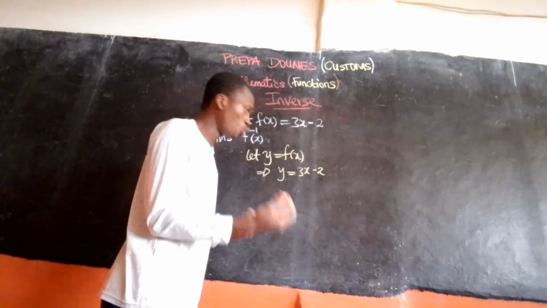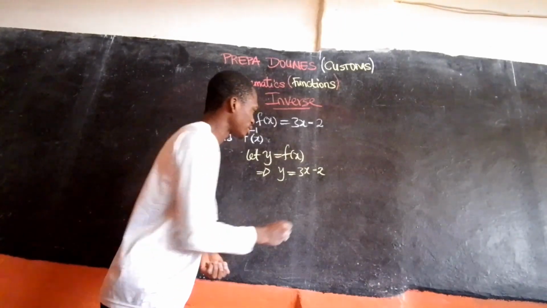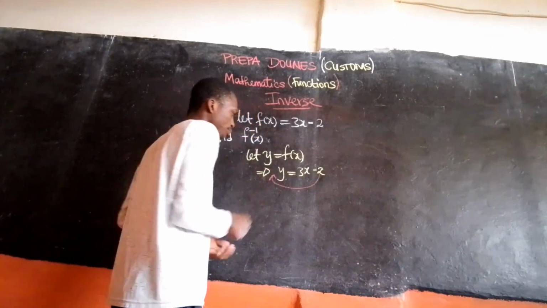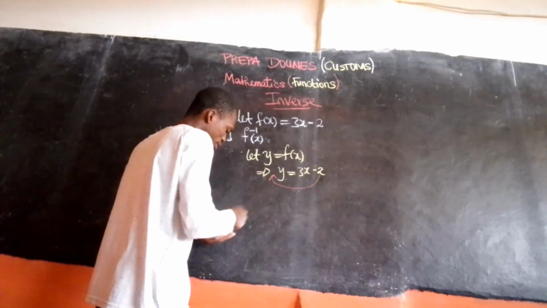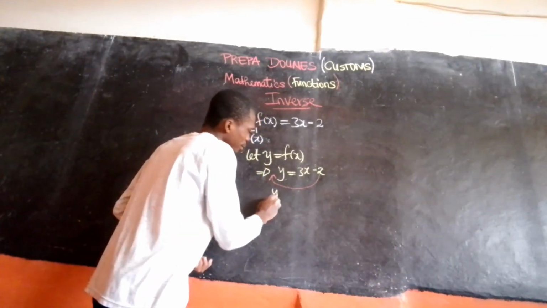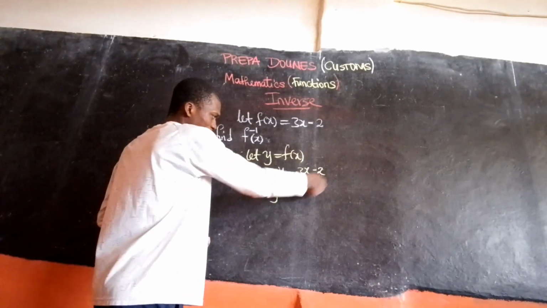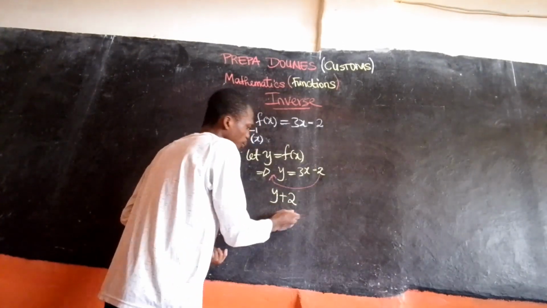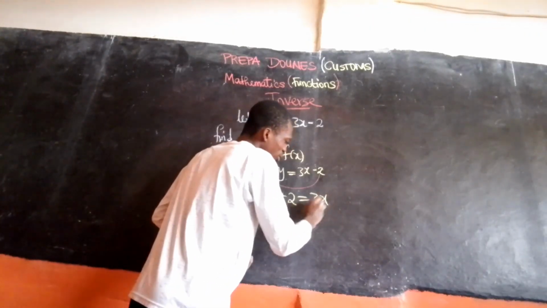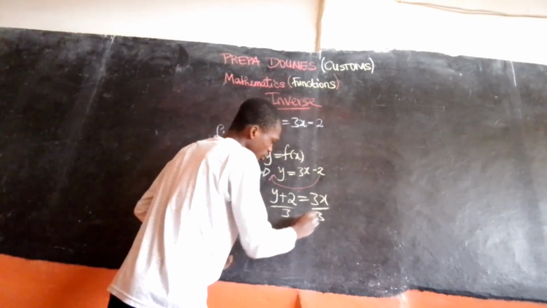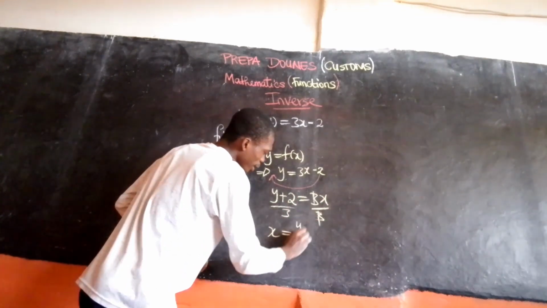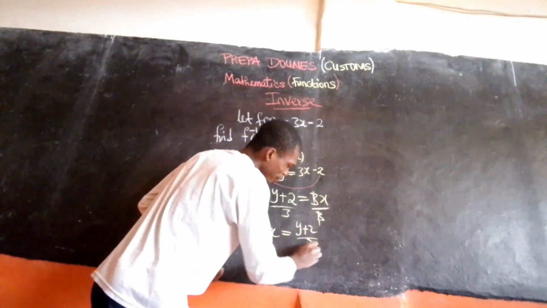Step 2, calculate x. Now, I'll do my own gymnastics towards x. But I'll first of all say minus 2 here. I'll have that y, minus 2 has come here to become positive 2. I already explained. y plus 2 equal to 3x. I'll divide both sides by 3. 3 will cancel here. I'll have that x is equal to what? y plus 2 over 3.